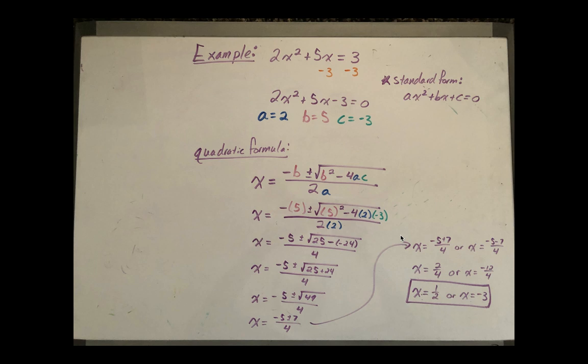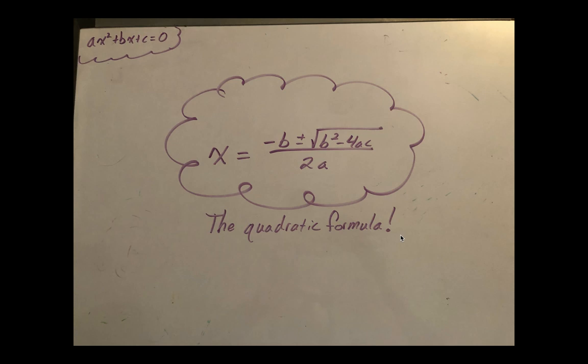with completing the square. So once again, quadratic formula: x equals negative b plus or minus the square root of b squared minus 4ac all over 2a. As long as you have your equation in standard form, you can identify a, b, and c, plug them in, and simplify to find the two separate values of x.